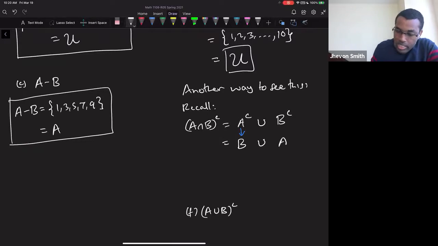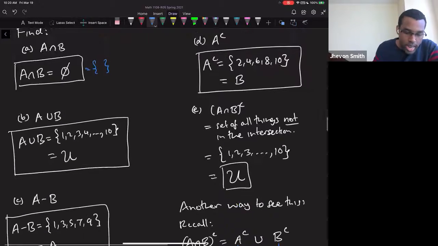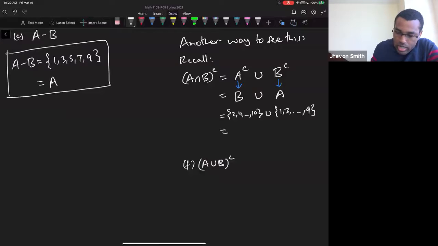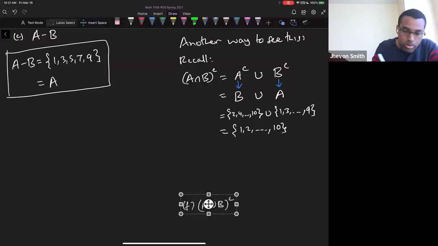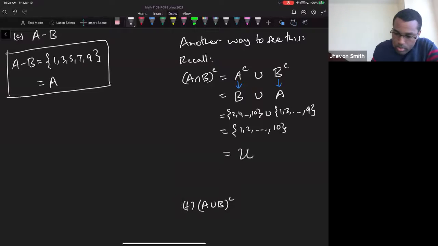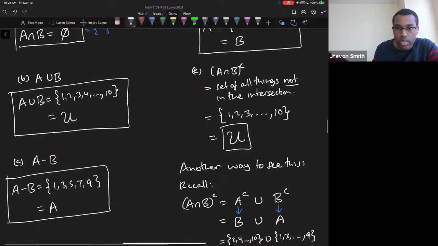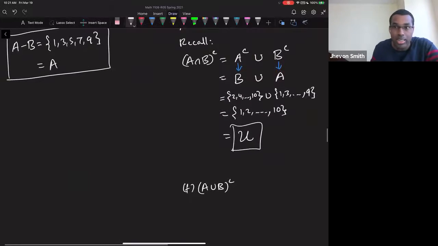Similarly, B complement is actually A, right? Everything that's not in B are just all the things that are in A. And what is B union A? Well, we actually saw that that was the universe in part B. It's all the numbers. This is 2, 4s all the way up to 10, and this is 1, 3, all the way up to 9. It's actually everyone. So it's 1, 2, all the way up to 10, which is the universe. Which we had before. But there are a couple ways to see this. There's a more intuitive conceptual way, and then there's using De Morgan's laws and actually calculating it.